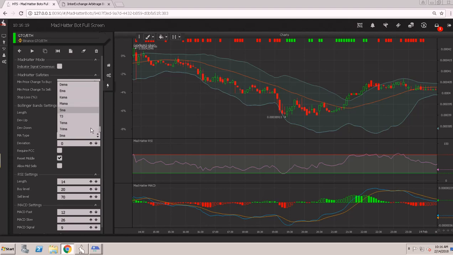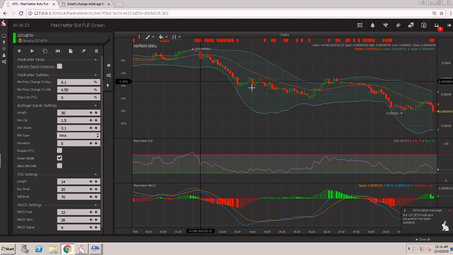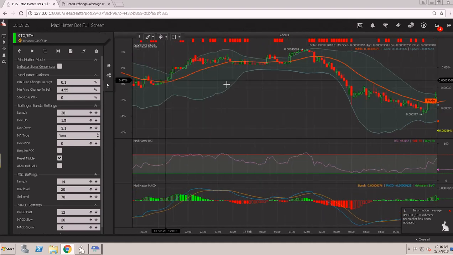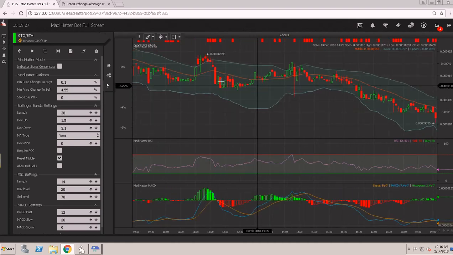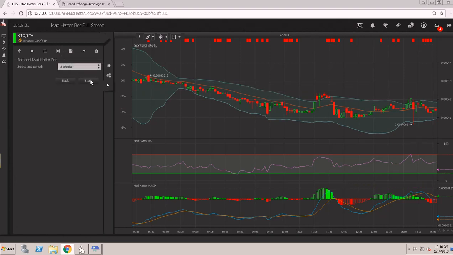So then I'm going to go ahead and switch out different moving average types to see if there's any difference in the ROI, and if it does anything different. This one doesn't look like it's going to do anything, but we'll see.